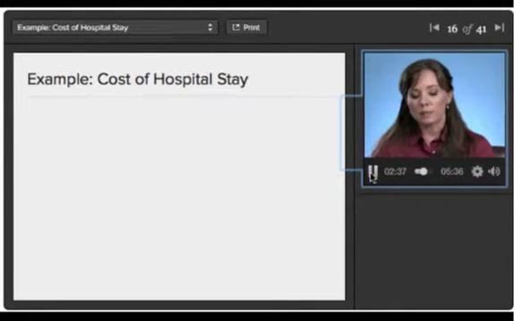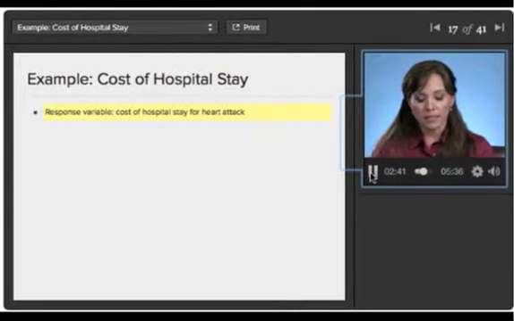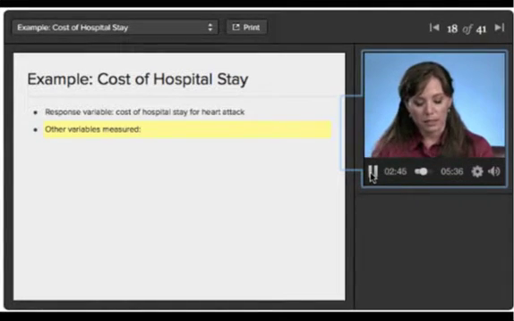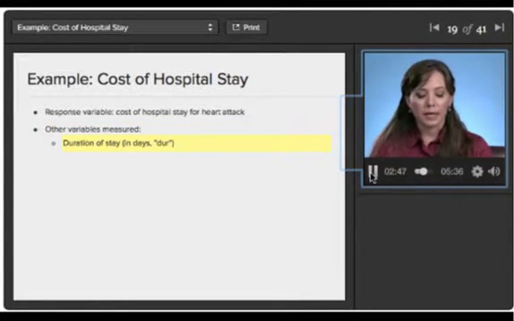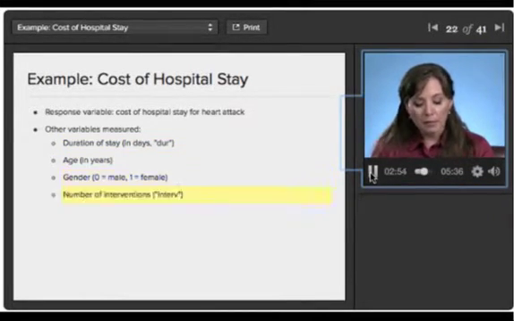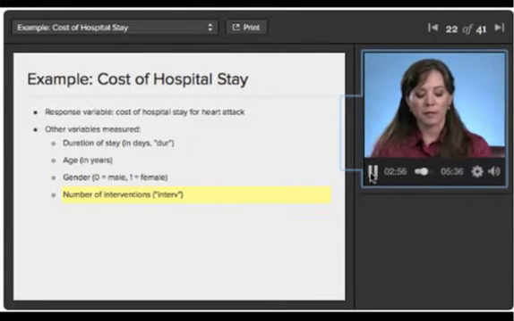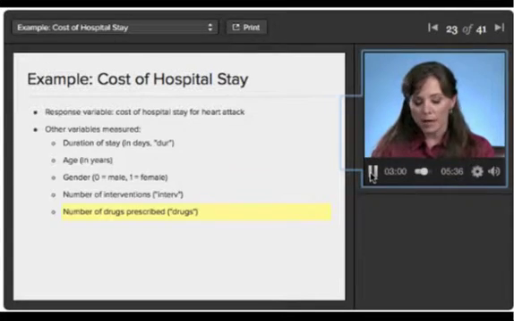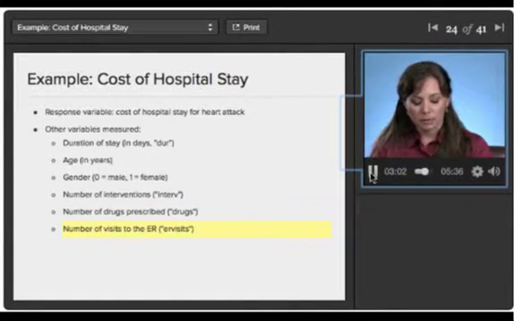The cost of a hospital stay for a heart attack is the response variable in this case, and there are many variables measured. The cost of the stay obviously is the response, the duration of the stay in days, the age in years, the gender of the subject, 0 is male and 1 is female, the number of interventions in the study, so the number of times doctors had to intervene in some way for the patient, the number of drugs prescribed, and the number of visits to the ER.